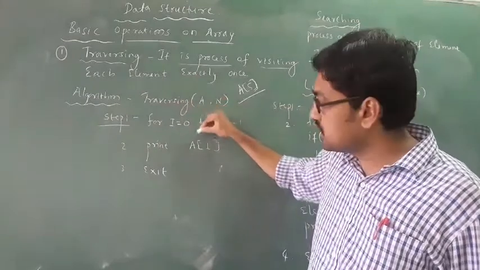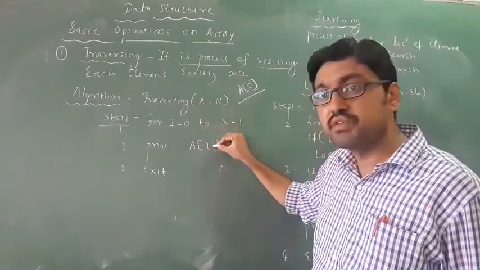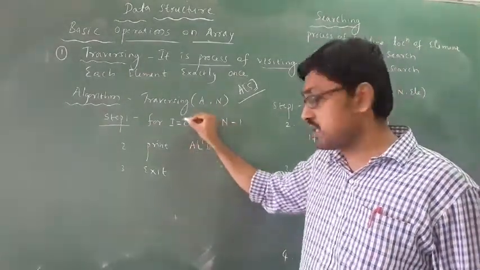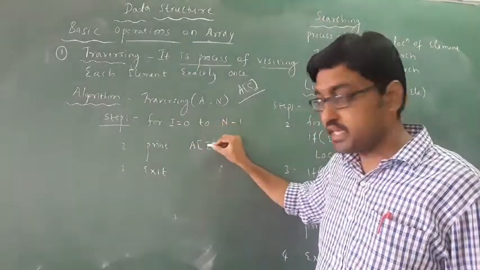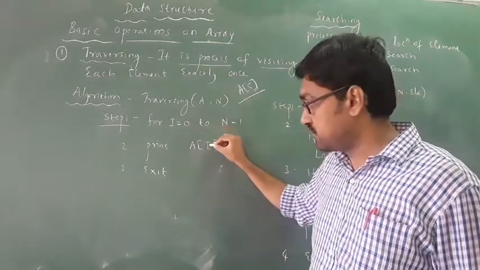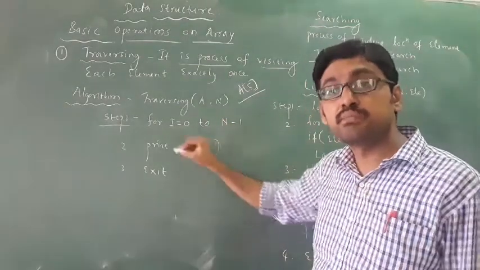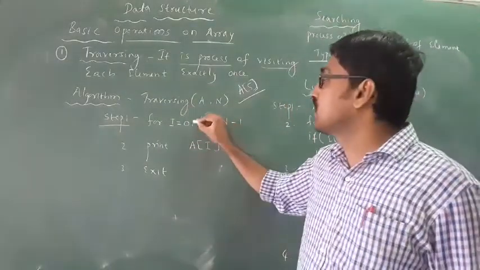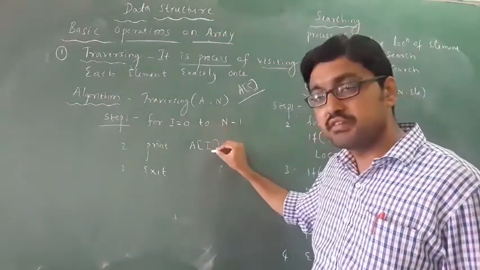The process of visiting each element exactly once. First time 0 will be visited here, after that the increment happens, then 0 becomes 1. Okay, 1 will be visited here, then A of 1, then 2 will be visited here, 3 will be visited here, then 4 will be visited here, exactly once. This process is called traversing. Traversing means it is a process of visiting each element exactly once.